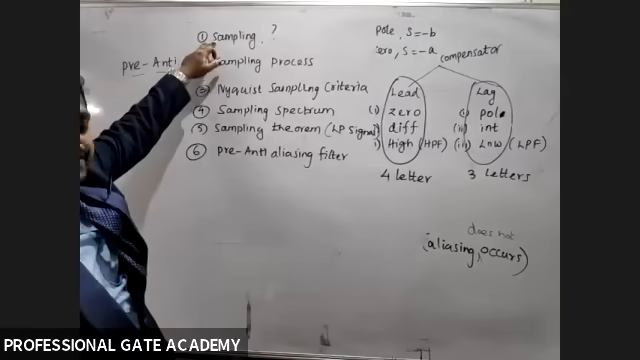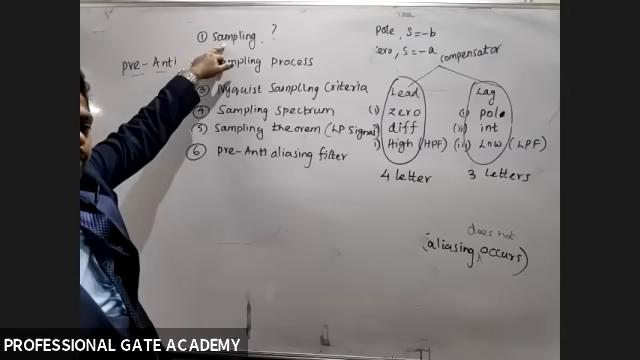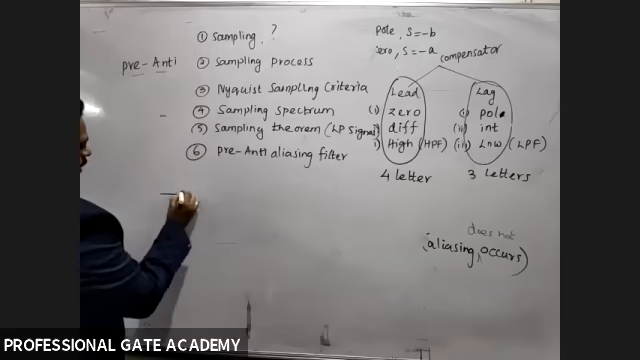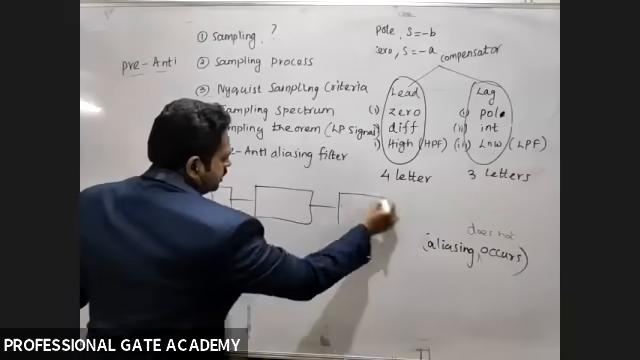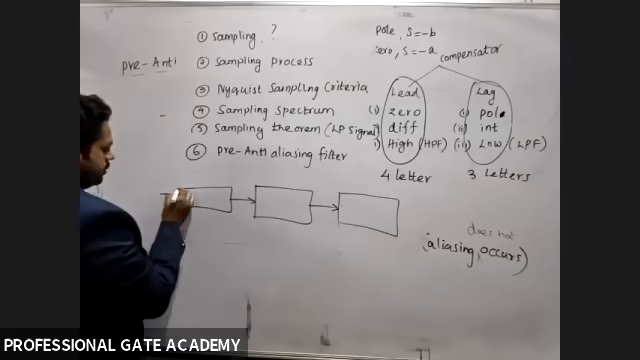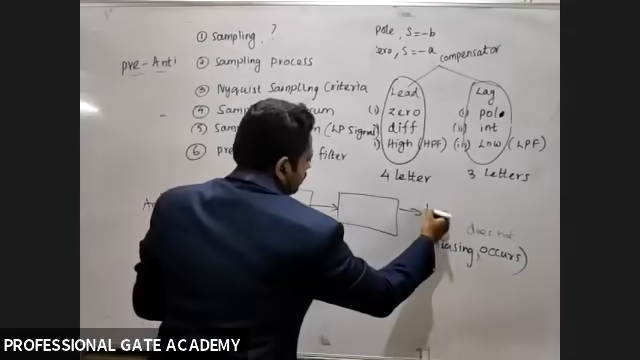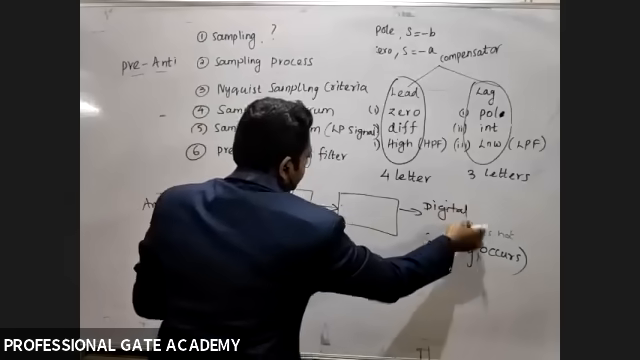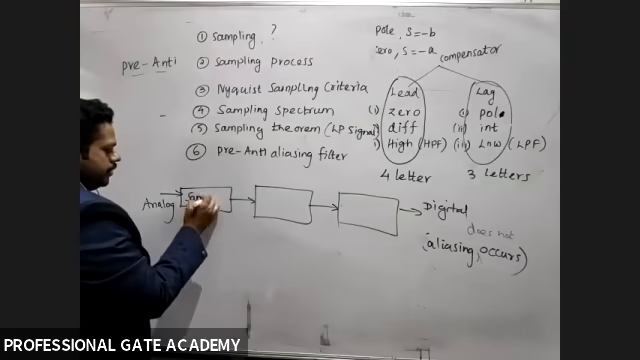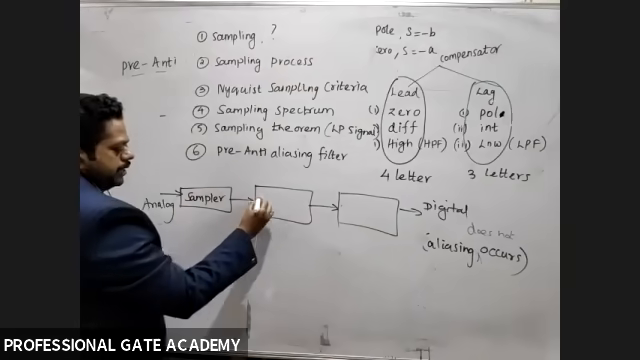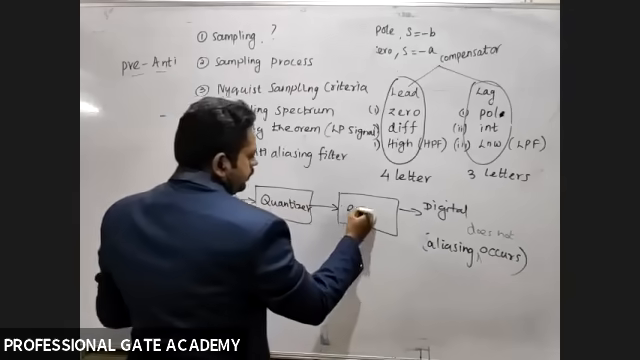We studied what is sampling. Sampling is the process of converting continuous time into discrete time. And in the analog to digital conversion process, there are 3 steps involved. What are the 3 steps? An analog signal is applied, and the output is a digital signal. What is the first process? First one, sampler. Second one, quantizer. What is the third one?